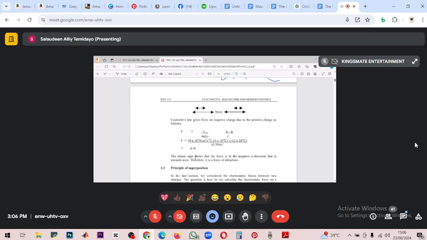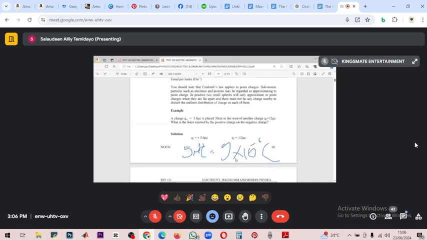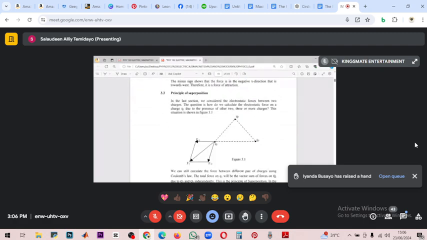So they said the minus sign shows that the force is in the negative x direction. Therefore, it is a force of attraction. You might not even need to solve before you know it is a force of attraction. If Q1 is positive and Q2 is positive, that's a force of repulsion. But here, Q1 is positive and Q2 is negative. That is a force of attraction. So that's how it is. You have treated stuff like this several times. Okay?